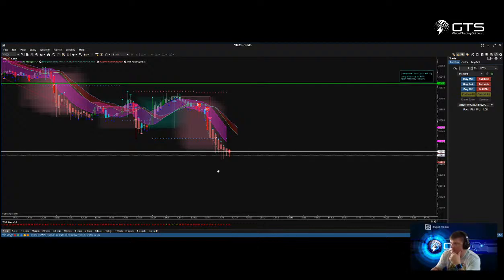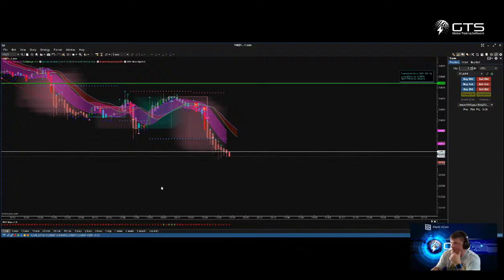Almost there. Let's see what happens here. All right, now we have a close below, right? So given how hard it just fought to get down below this, wait just a minute. Just wait, okay?